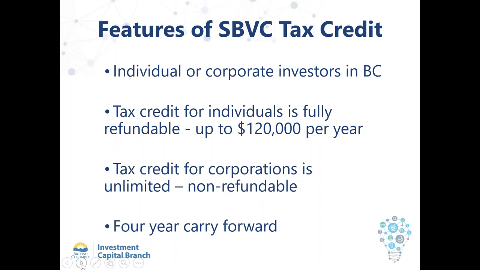So for the features of the tax credit itself, an individual and a corporate investor, if they are filing a BC income tax return, are eligible for the tax credit. So if they've made the investment and they are filing a BC income tax return in the year in which they make the investment, they would be eligible for the tax credit. For the individual investor, that investor is entitled to a credit up to $120,000, which means that they can make an investment up to $400,000, which with a 30% tax credit, they can get a $120,000 credit. And for corporations, they are treated differently. The amount of investment that a corporate investor can make is unlimited.